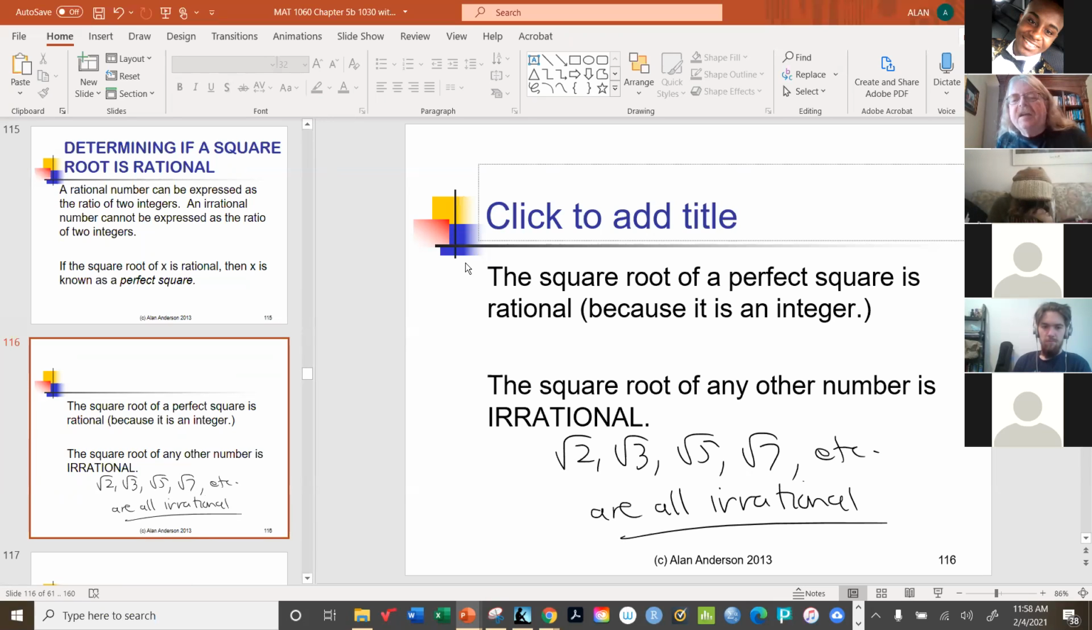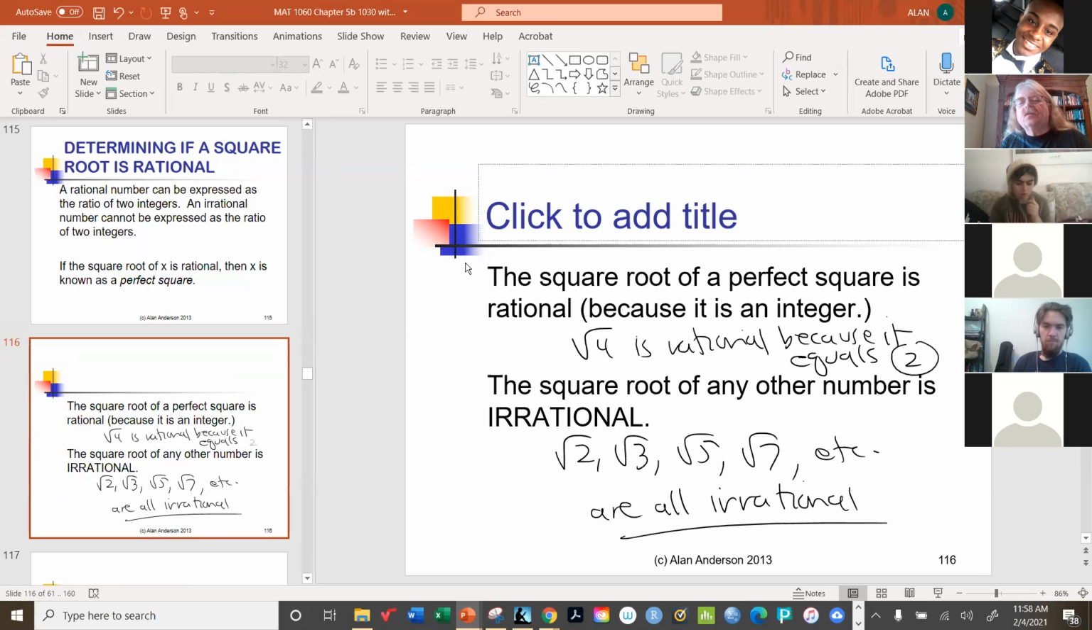But of course, I left out square root of 4. Square root of 4 is rational because it equals 2, which of course is rational. Interesting.